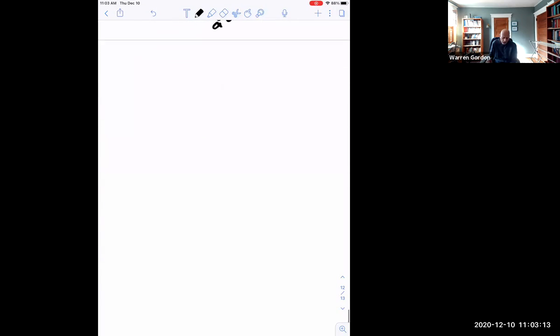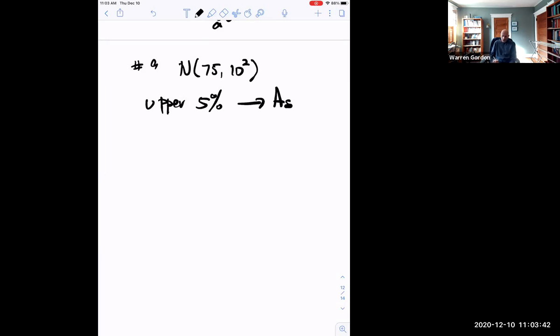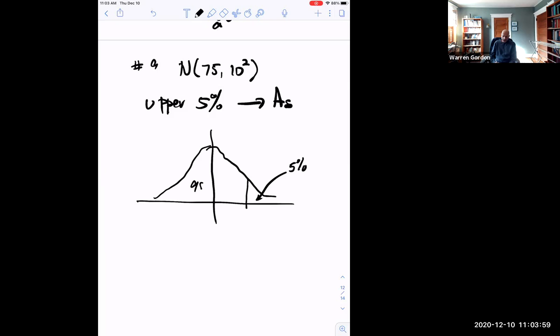Okay. Suppose the grades on an examination are normally distributed with mean 75 and standard deviation 10. And the upper 5% get A's. What's the cutoff? Well, we'll first look at the standardized distribution. If the upper 5% get A's, then the remaining area is 95%.